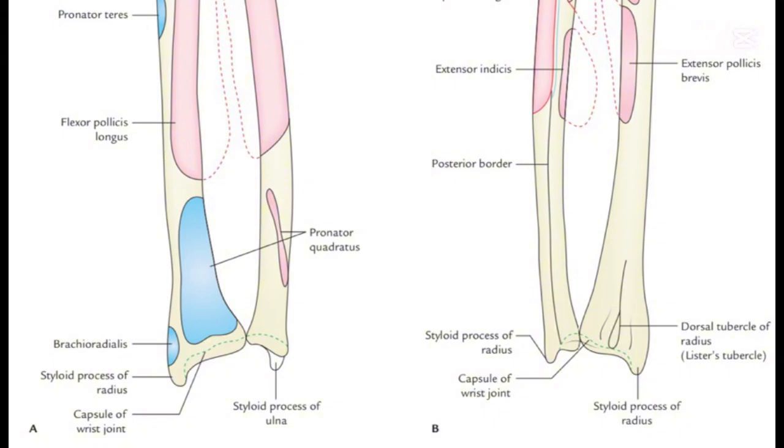Bordering the dorsal Lister tubercle, you can see these muscles, which are the extensor carpi radialis longus and extensor carpi radialis brevis. So the extensor carpi radialis longus and brevis traverse the edges of the Lister tubercle. Hope you are understanding it now.